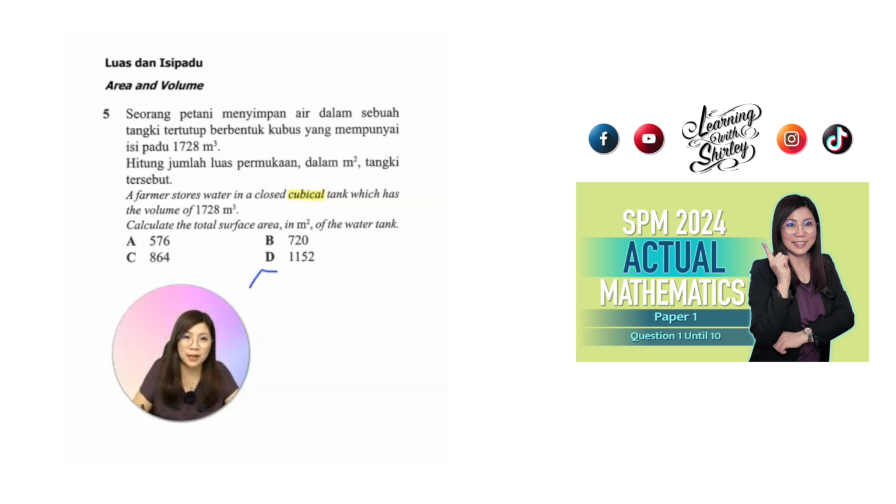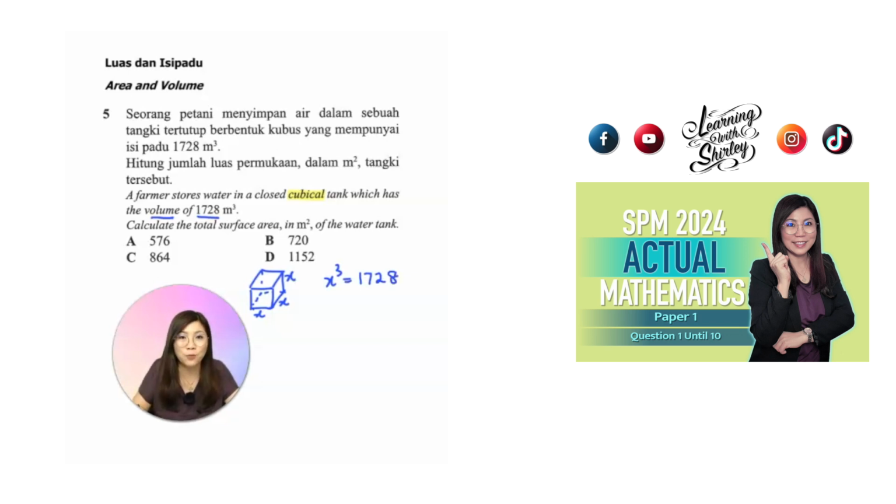So how does a cube look like? Okay, a cube has all same sides. It has 6 surfaces, all are squares. So this is the length, breadth, and height. Since all of them are the same length, I'm going to put x. Let's continue reading, which has the volume of 1,728 meter cube. So this is going to be x times x times x, right? Which is x cubed equals 1,728.